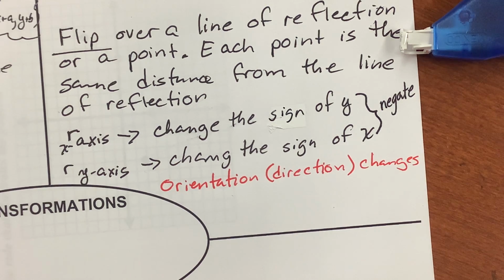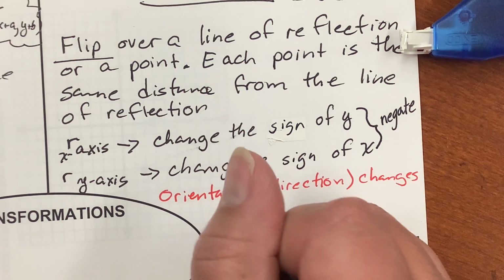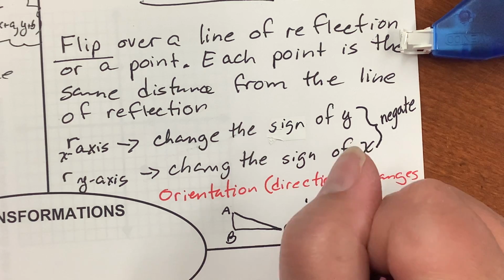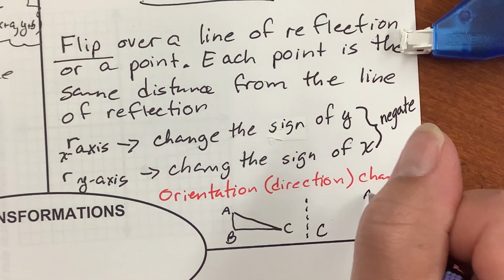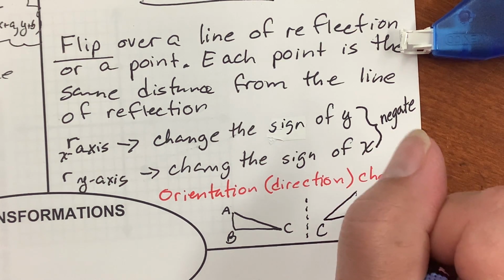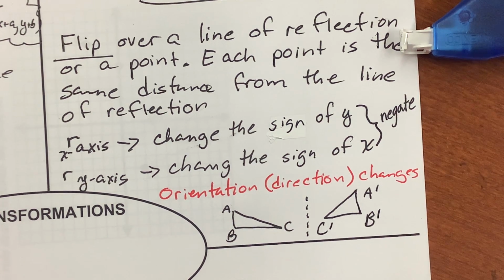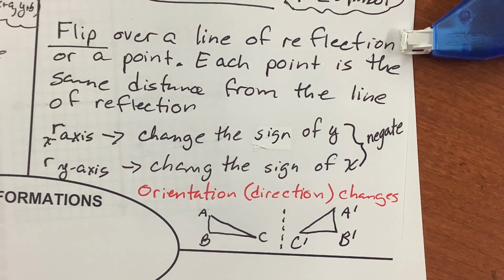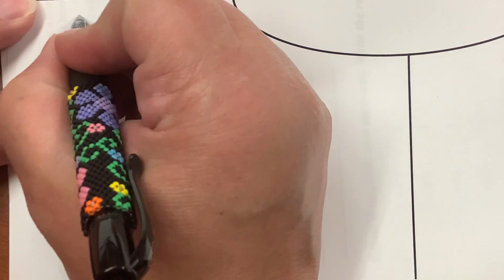So let's say I have a triangle here that's A, B, C, and it's going to reflect over the dashed line, and it's going to be C, B, A. ABC goes to A prime, B prime, C prime. It's the same size triangle, but the orientation has changed. It's flipped over. Okay, let's take a look at rotations. That is spinning around a point. So rotation.